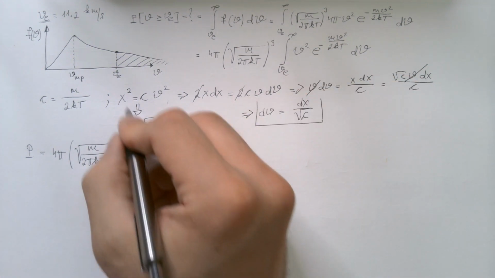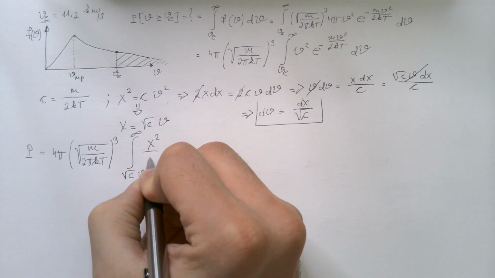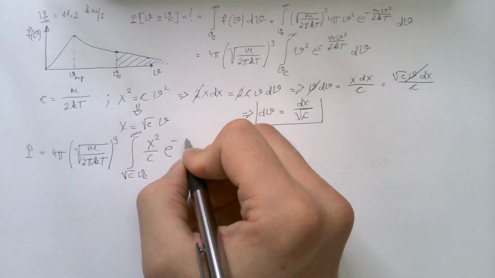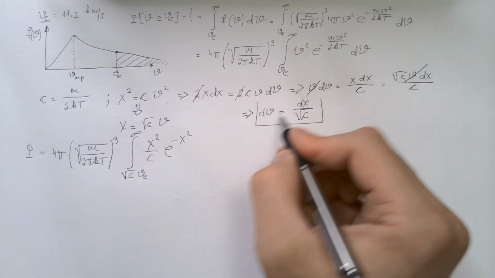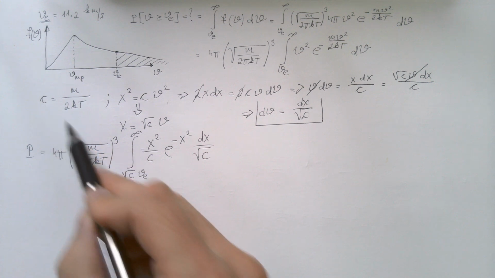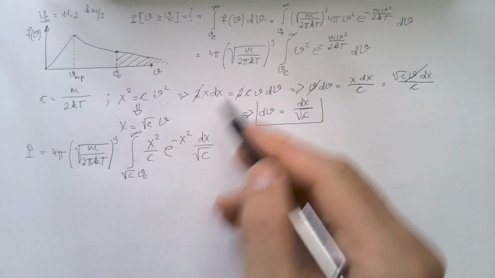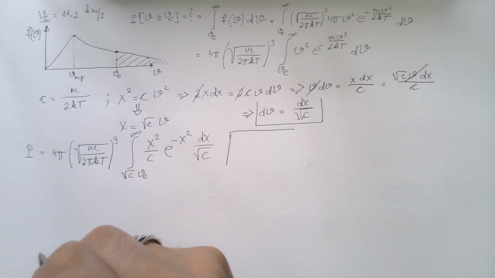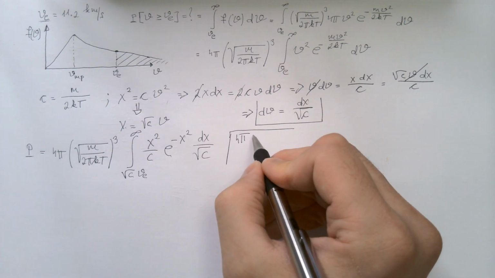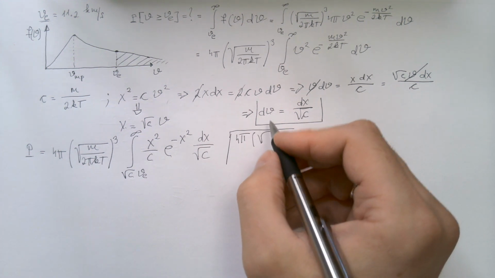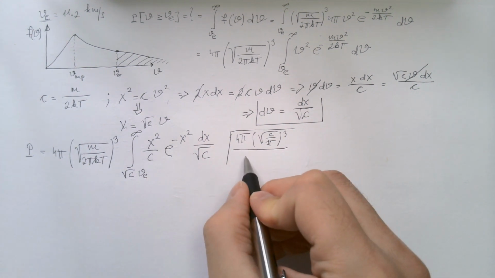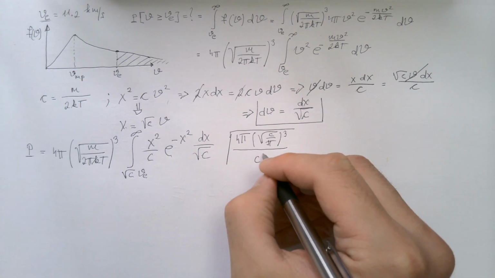Now v squared, as you can see from here, is x squared divided by c, and then I have e to negative, this whole thing is just x squared, and dv is dx divided by square root of c. Now you can see that this constant c also appears under this square root. So here, let's manipulate this square root to get a nicer expression. You can see that this term over here is 4 pi, and then this square root I can write as c over pi, everything to power 3. And then I can divide by this c and this square root of c, that would be c to power 3 over 2.